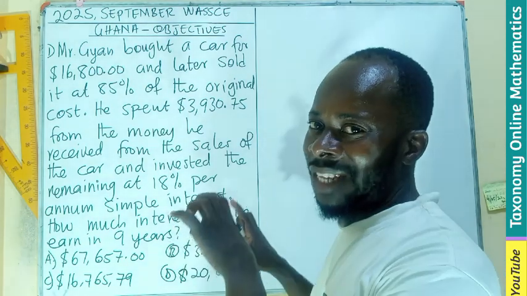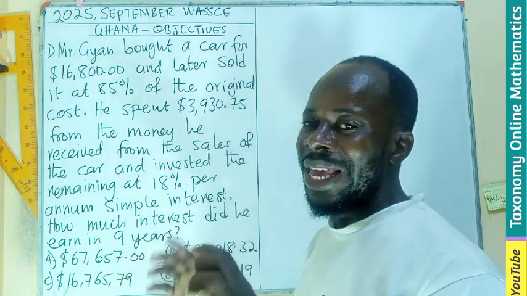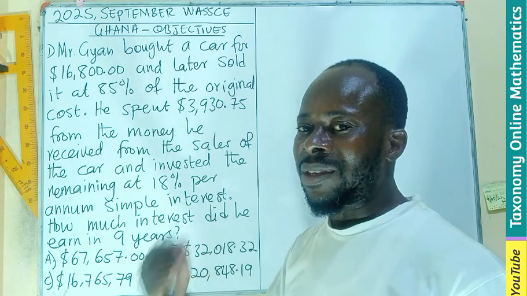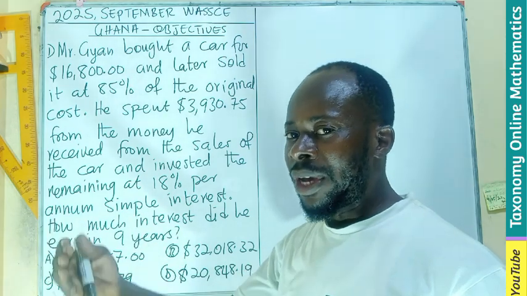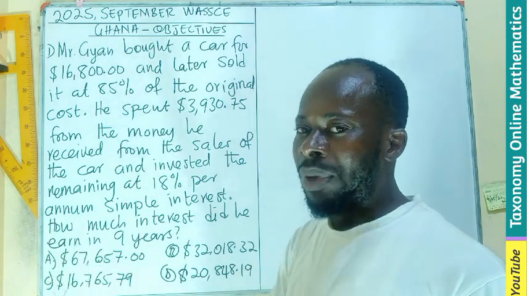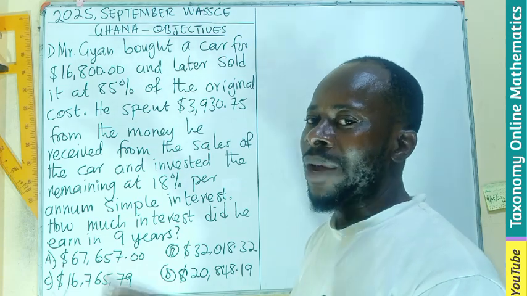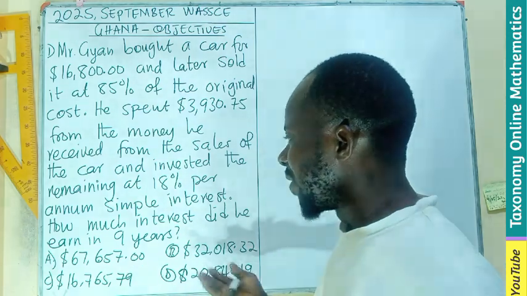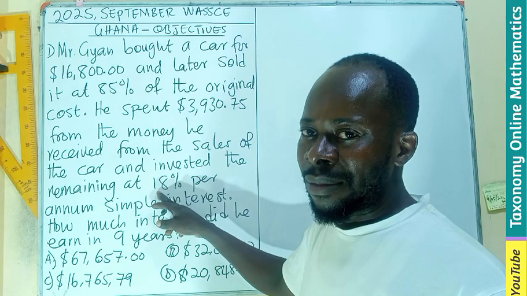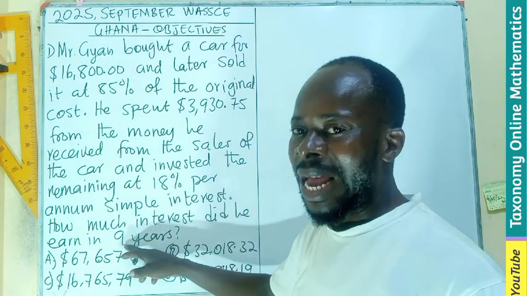So let's focus on the last part of the question. We're looking for the interest. How do you find simple interest? The simple interest is just the product of the principal, the time and the rate. So the rate is 18% and the time is 9 years.